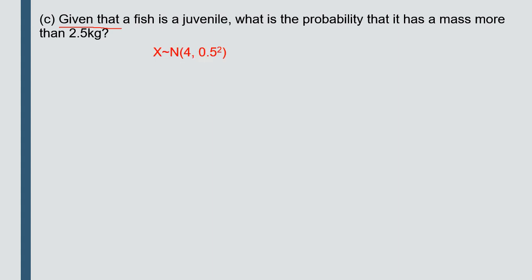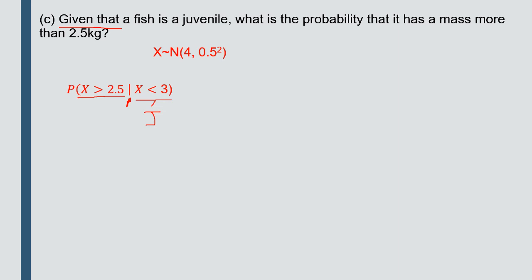And my notation, sorry, that's just from earlier. My notation is this: the probability. I want to work out the probability that the mass is more than 2.5. Think of this line as being given that. I know it's a juvenile. A juvenile was if it was less than 3. So this is the juvenile bit, and this is what I'm working out.